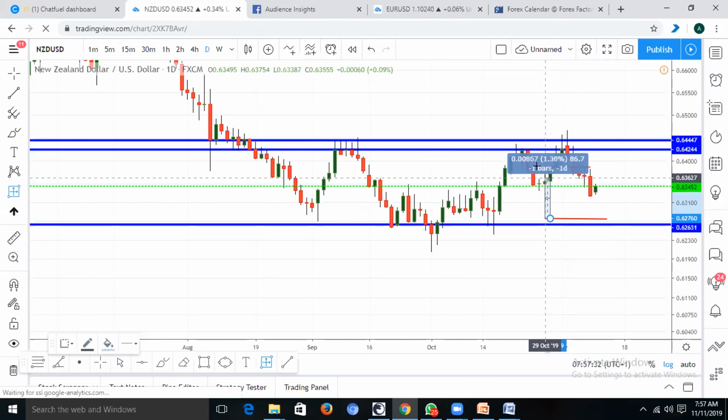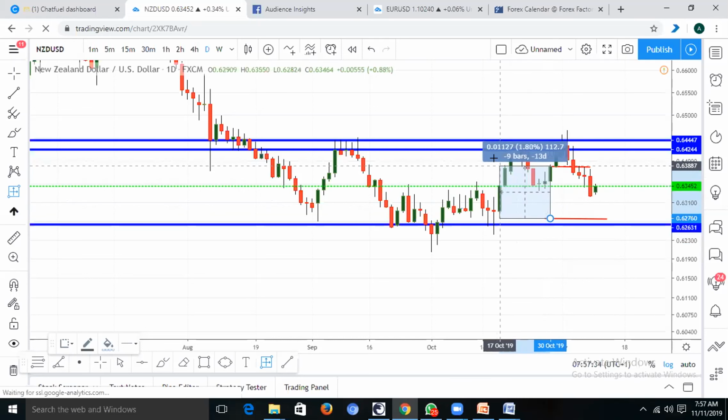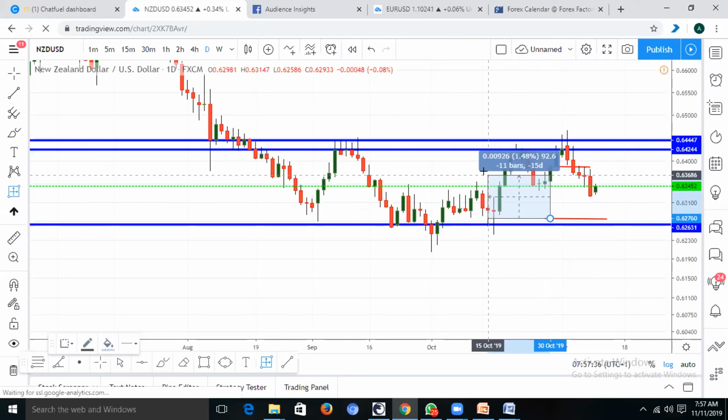Then our second take profit, we can do the second take profit here. That is 67 pips. Now it's take profit 2. So you have take profit 2, we'll say 0.6439.